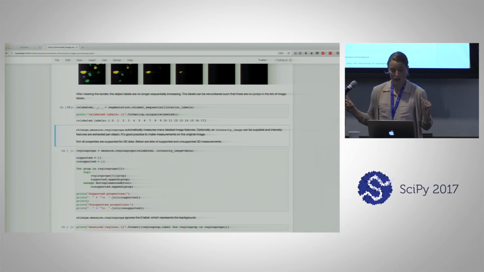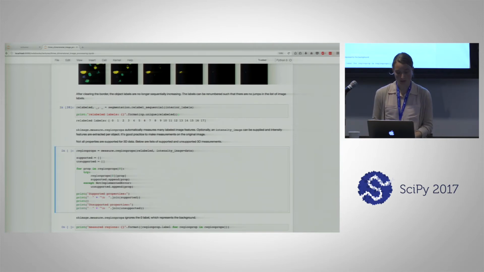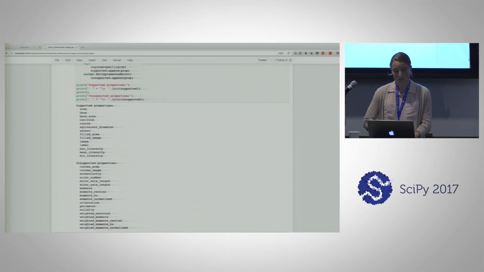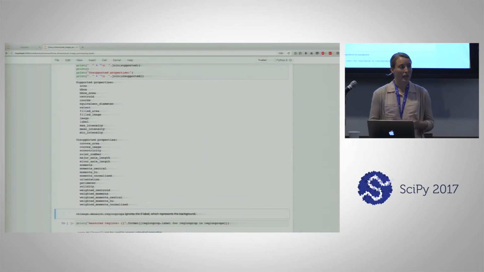Disclaimer: not all of the properties are supported for 3D, but a lot of them sure are. Below is a list of what is available out of the box without having to do a lot of work. Our supported properties include area, which is total pixels, so it's our volume in total pixels. We've got bbox, which is our bounding box. There are also those intensity statistics, the min, max, and mean.